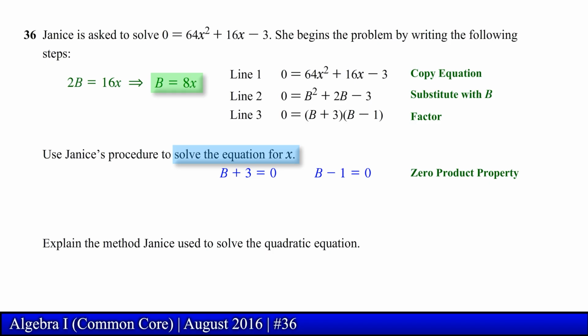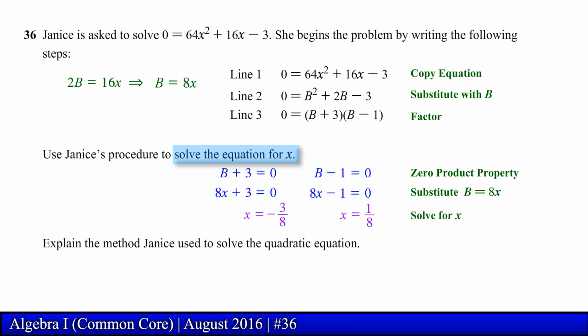We can now substitute this expression for b into both linear equations as follows. Finally, we can go ahead and solve for x. Doing that, we obtain x equals -3 over 8 and +1 over 8 for the solutions of the quadratic equation.